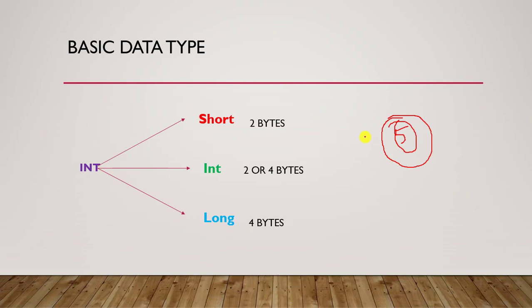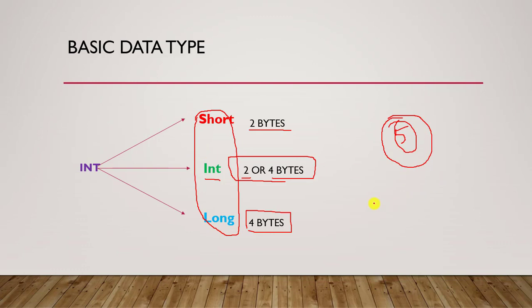When you declare the data type as a short integer, it needs 2 bytes of memory. When you declare the data type as just int, it requires 2 or 4 bytes of memory. This 2 or 4 bytes of memory depends on the type of compiler that you use on your machine. Then when you declare the variable as a long int, it occupies 4 bytes of memory. So you can use any one of these types based on the requirement.